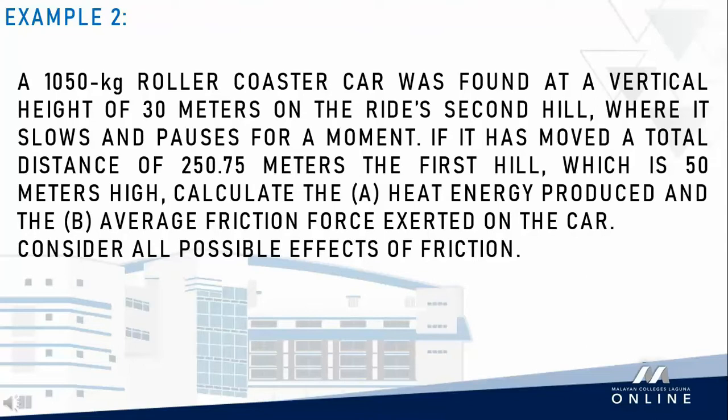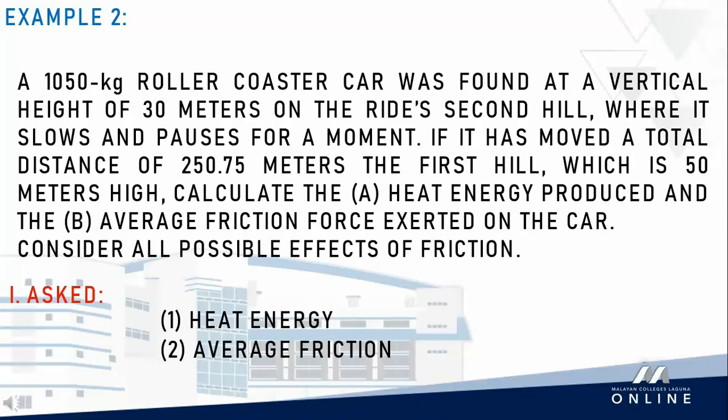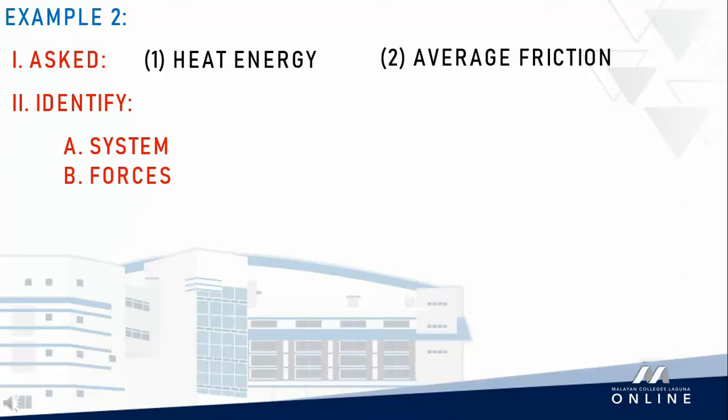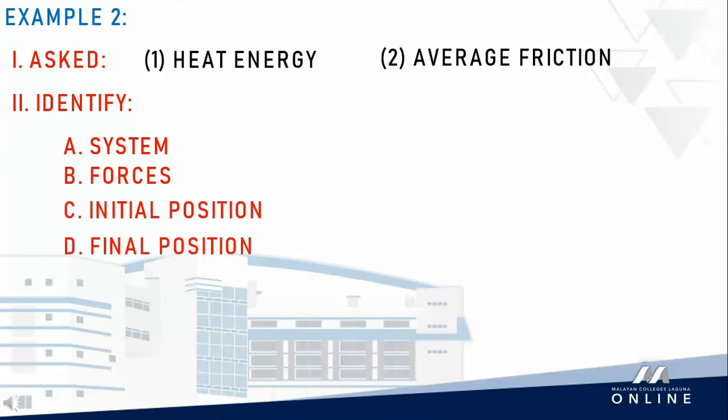There are two things we need to identify in this problem. First is the heat energy produced, and second, the average friction force on the car. The next step we would do is to first identify the system. Second is to identify the forces acting on the system, and third, we will establish the initial and final positions.